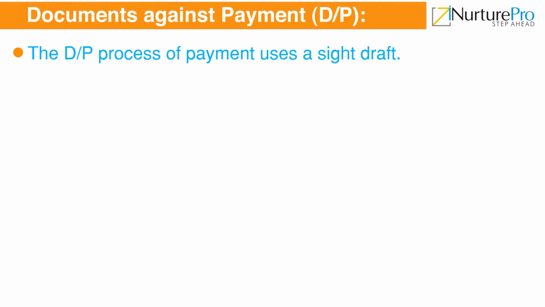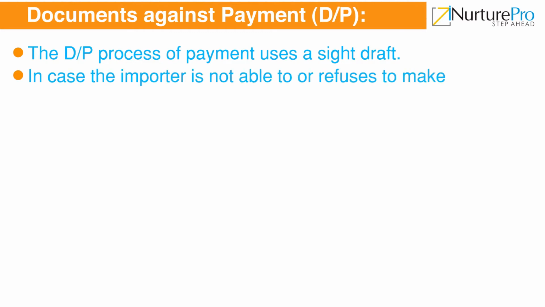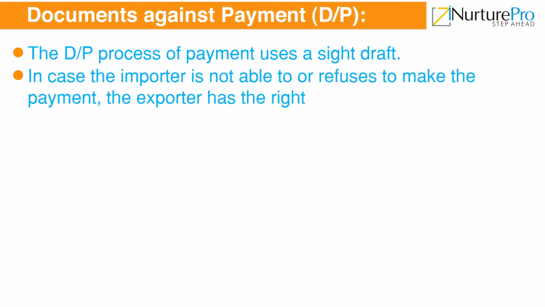The importer makes the due payment to the exporter through the exporter's bank before the documents are released and the title of goods is transferred. In case the importer is not able or refuses to make the payment, the exporter has the right to recover the goods and resell them. Even though DP transactions appear safe from the exporter's viewpoint, there are certain risks involved in these transactions. The importer may refuse payment or fail to pay on any ground.